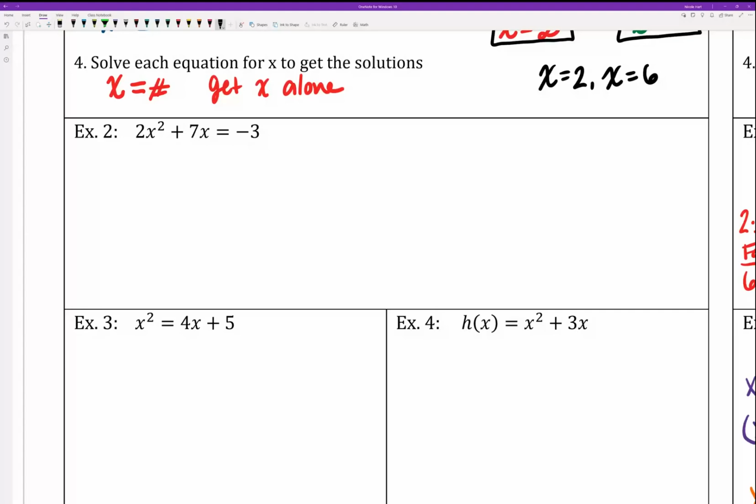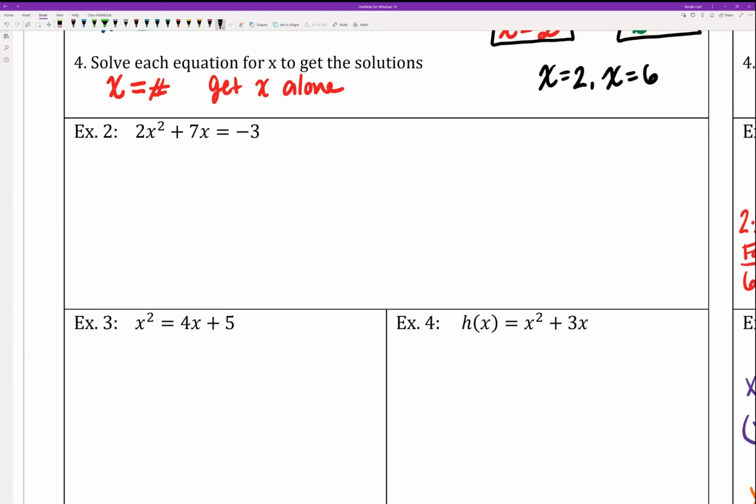All right, looking at example 2, we are going to try to factor the equation 2x squared plus 7x minus 3. For example 2, we are going to try to factor 2x squared plus 7x equals -3.